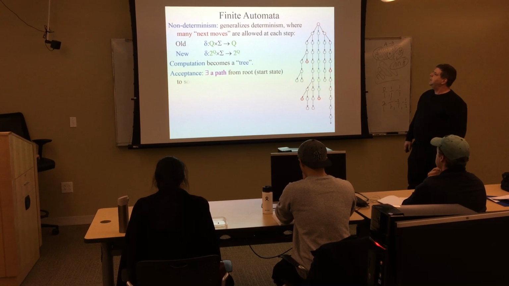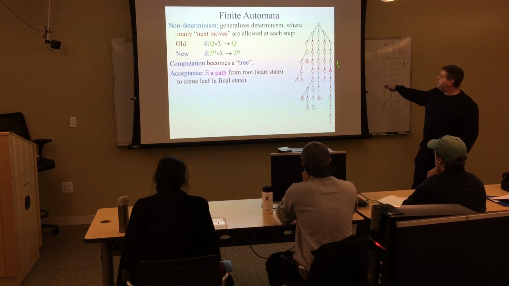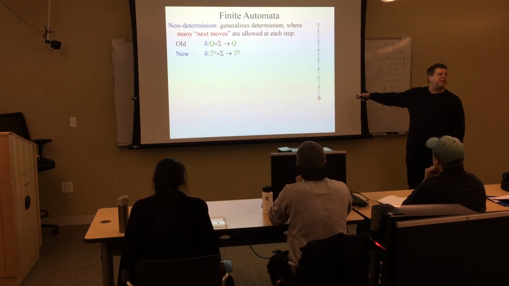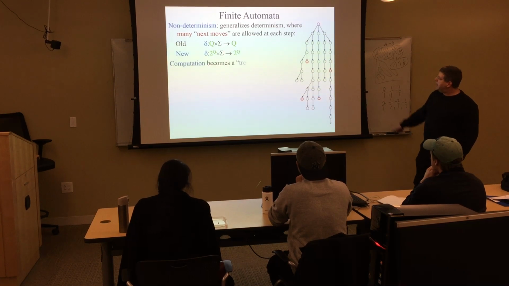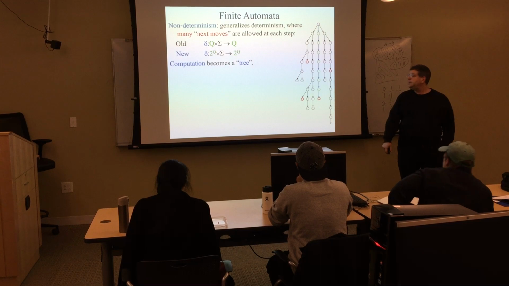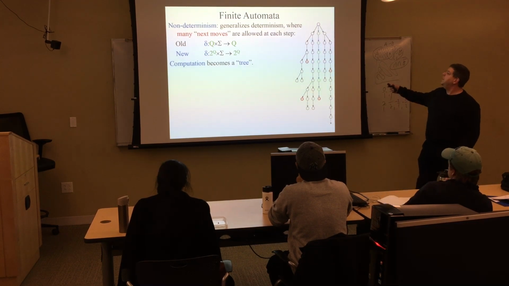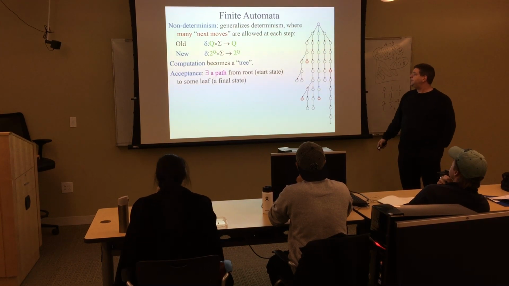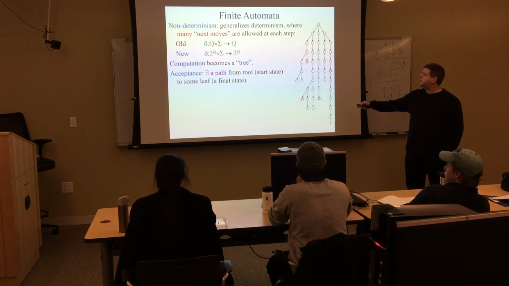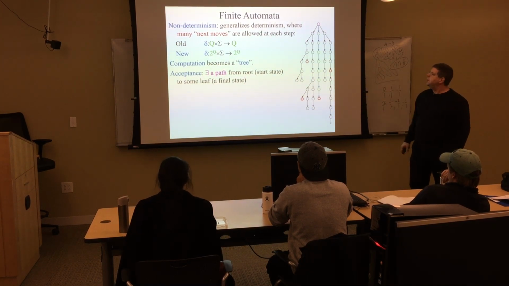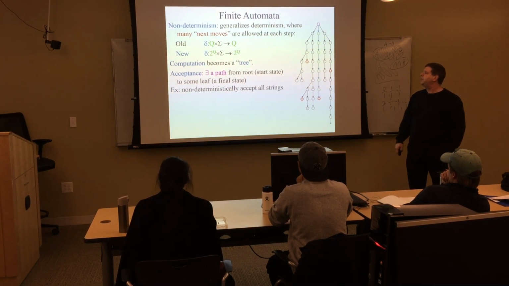That raises some interesting questions about acceptance. Does this computation accept or doesn't accept? Well, if it's a single long list and the last one is accepting, obviously it accepts. But now it's a tree, and there could be multiple accepting paths, and some paths could be not accepting. So the question is, when does it accept and when doesn't it? The definition that we use is that it accepts if and only if there exists a path to some accepting state. That's the definition of non-deterministic acceptance: if there exists a path from the root.